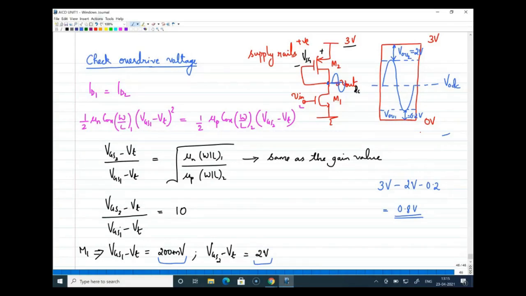Now, what I am concluding here is, if I go with this circuit, for a gain of 10, I can observe that there is a terrible hit in the output voltage swing. The output voltage swing is very, very less.